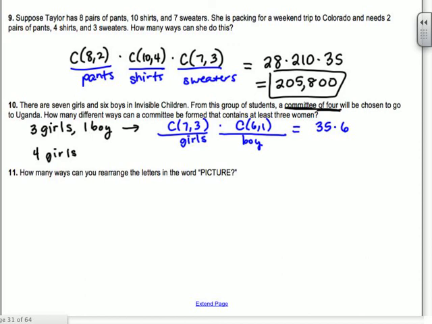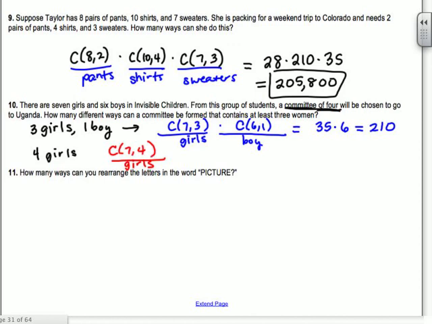You have 6 boys, you're going to choose 1 of them. There's only 6 ways to choose 1 of them. So you get 210. Okay, now we do the all 4 girls. So now we just have 1 slot, right? They're all girls.